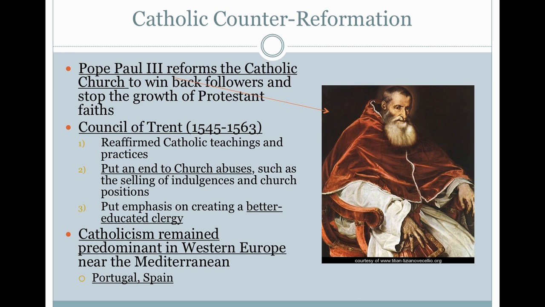All right, so in response to Protestantism, the Catholic Church kind of gets its act together. Pope Paul III, to win back followers, initiates a council, and this council, or Council of Trent, comes up with a plan. Basically, they reaffirm Catholic teachings, but most importantly, they put an end to church abuses. They eliminate the sale of indulgences, and they kind of limit certain church positions, and they put an emphasis on just a better educated clergy.